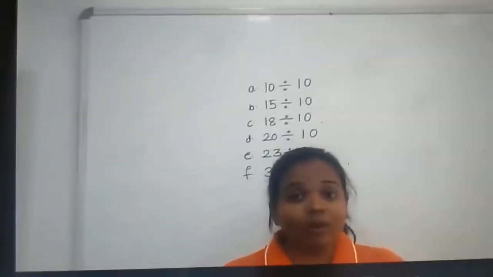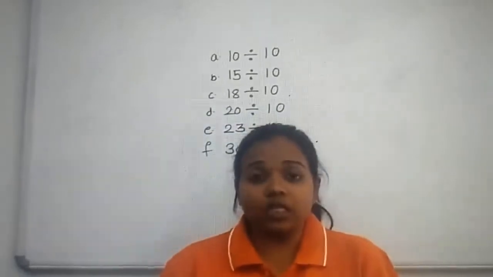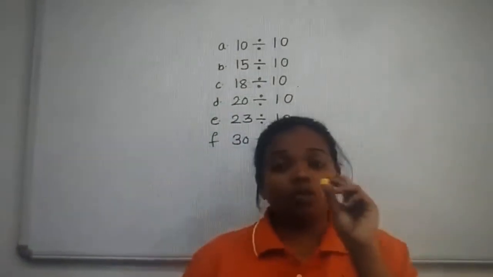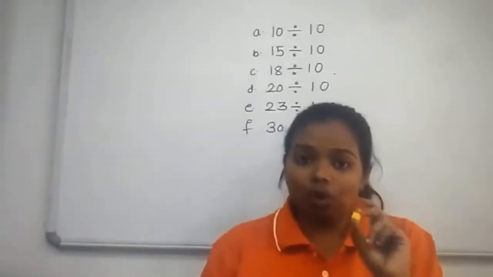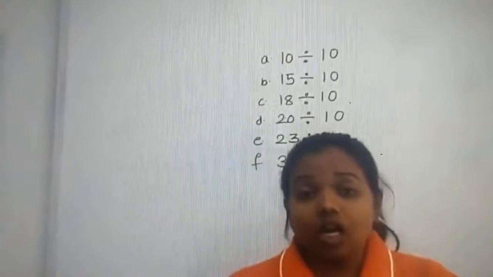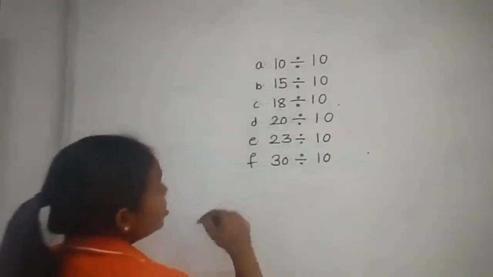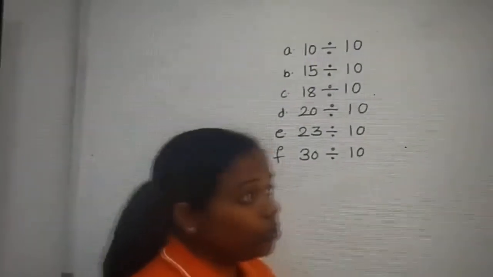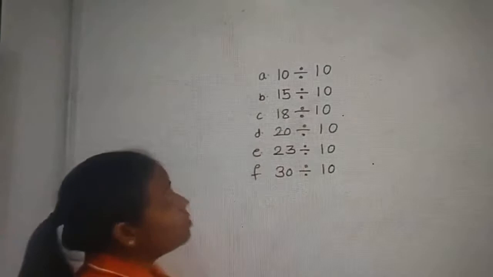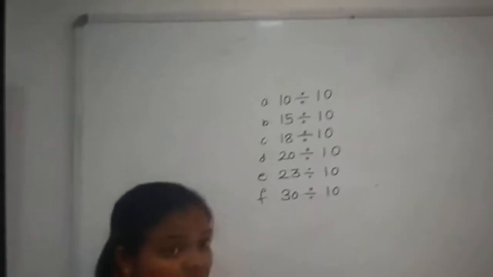This is a group activity, so you will have to pair students and give each pair 30 ones blocks. These are the ones blocks. These blocks can be taken from your school kit. In this activity, you will be writing these questions on the board as shown in the video. Ask students to find out which numbers are exactly divisible by 10, that is, which can form equal groups.